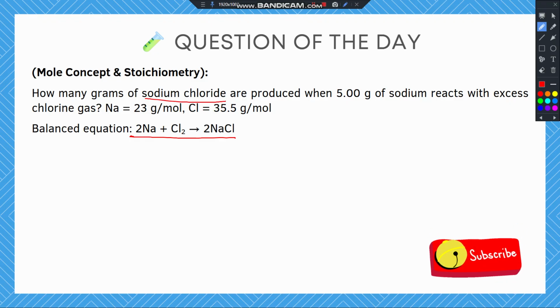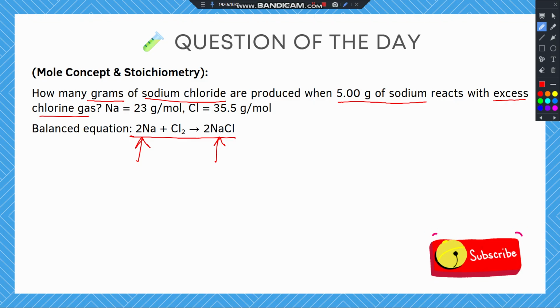The first area of concentration they are giving us is sodium chloride over here. Then they said when 5 grams of sodium, so the next thing to concentrate on is sodium, reacts with excess chlorine gas. The question is asking us to give our answer in grams, so whatever we are solving, we're going to make sure that we are using the units of grams.